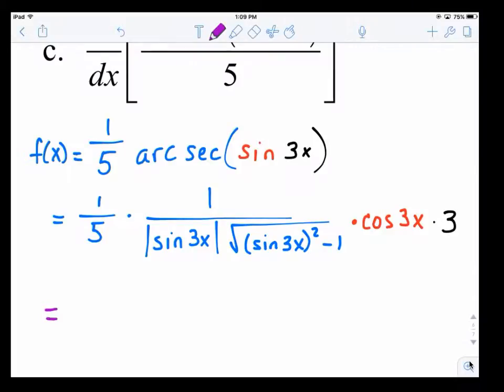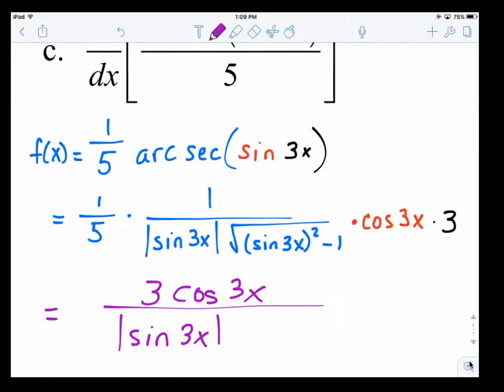Okay, so I see that I have, what do I have? I have 3 and a 1/5, right? So I can kind of put them together. So 3 goes on top, cosine of 3x over absolute value of sine of 3x times sine squared 3x minus 1. I forgot the 5.